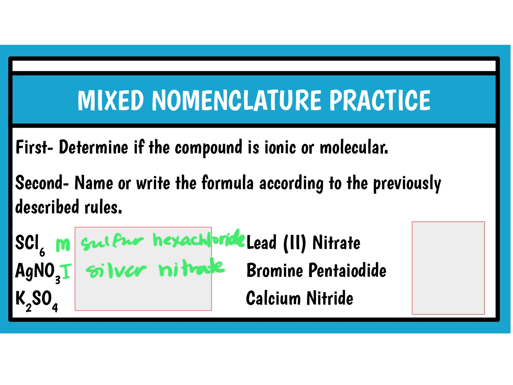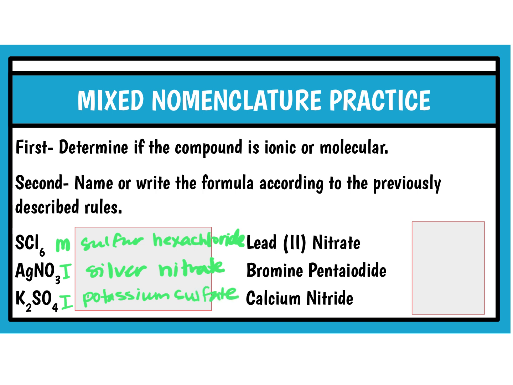And then finally, if we look at this last one, we've got potassium and we've got sulfate. Again, potassium is going to be a metal. You can see that in the first column on your periodic table. So we know that this one is going to be an ionic compound. And so for this one, potassium sulfate.